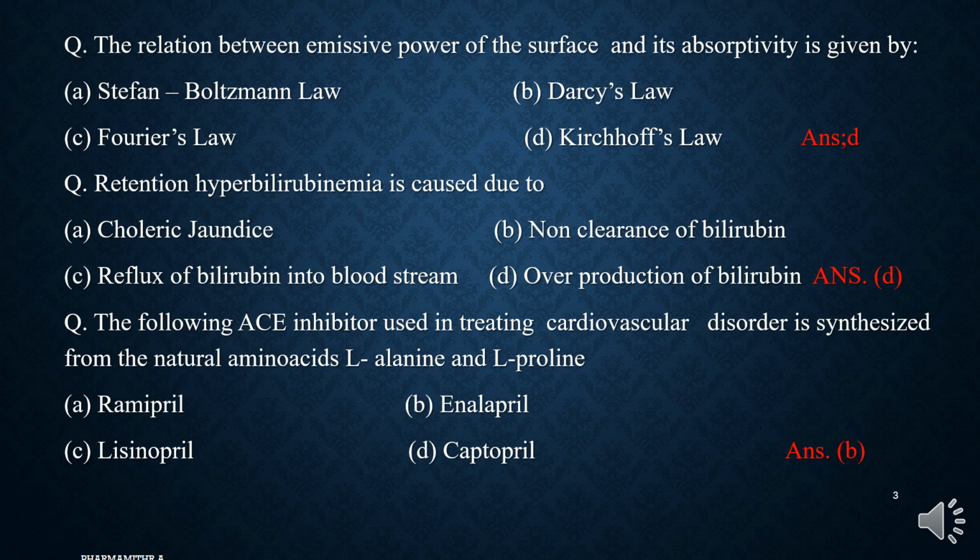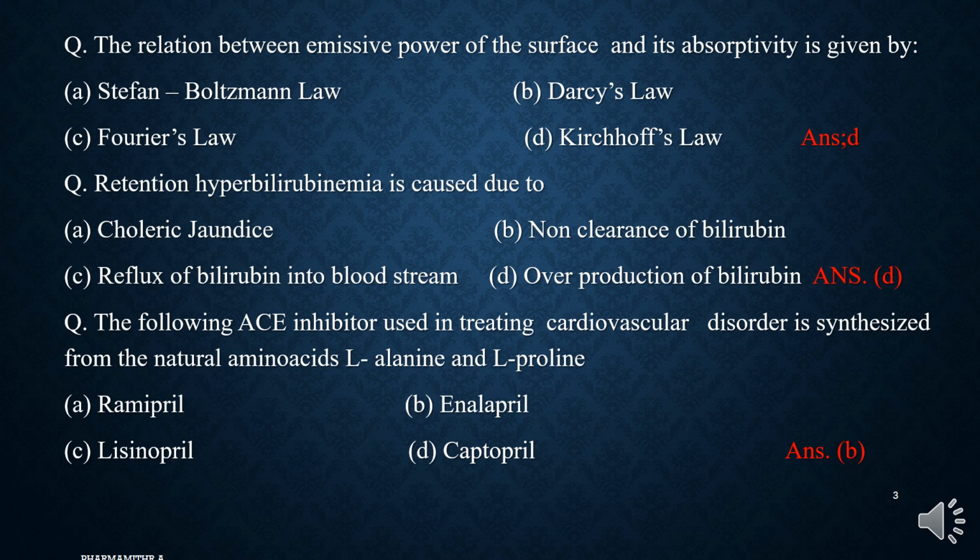Next question is from the biochemistry part. The retention hyperbilirubinemia is caused due to which condition? The retention hyperbilirubinemia, as we know, is caused due to the overproduction of bilirubin due to the biliary obstruction, etc. So option D is the right answer.